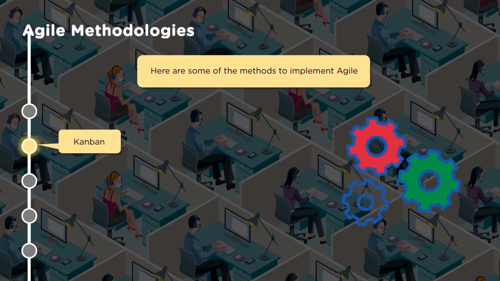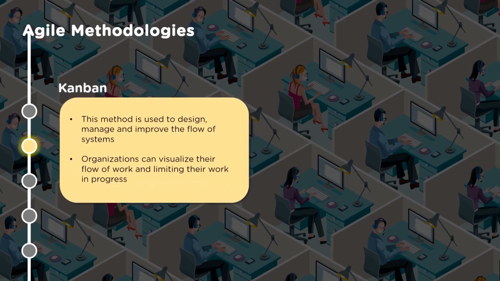So next let us look at Kanban. Kanban is a methodology which is used to design, manage and improve the flow of system. It is actually called a pull system, a visual system. So everything is put on a board and it is visible to everyone, what work needs to be done, what is in progress, who has to do it, it is very clearly visible. So organizations can visualize their flow of work and limit their work in progress. So what is limiting, what is stopping is clearly visible.